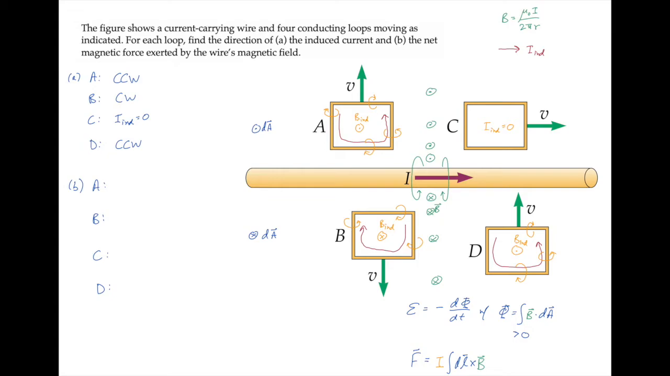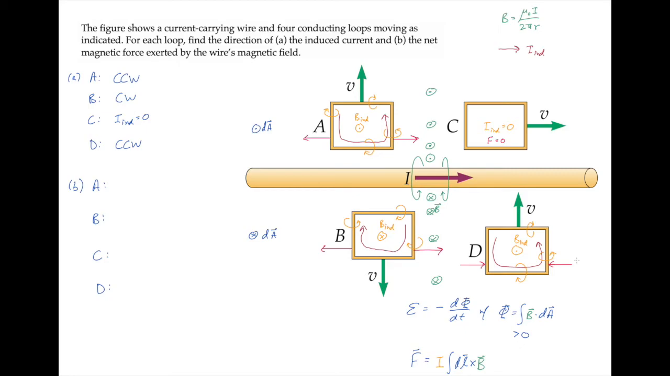For loops A, B, and D, where the induced current is not zero, you can make a symmetry argument that the magnitude of the force on the vertical legs is the same. I'll draw them here, with the directions determined by the right-hand rule: dl, the direction of the current, crossed into the external magnetic field B. The important thing is that these pairs of forces cancel for each loop, not contributing to the net magnetic force. That net magnetic force comes entirely from the remaining horizontal legs.